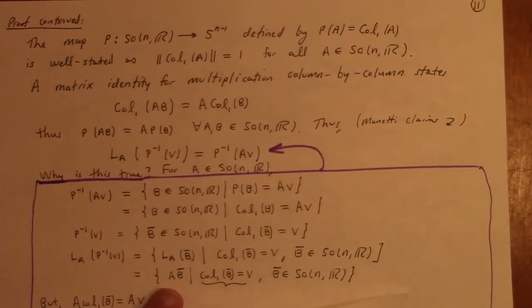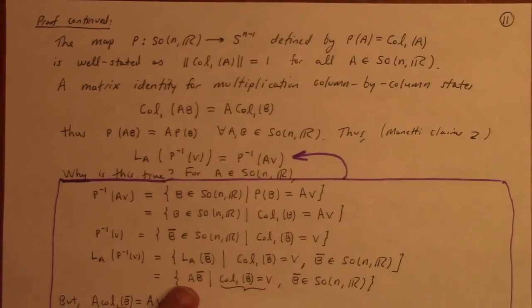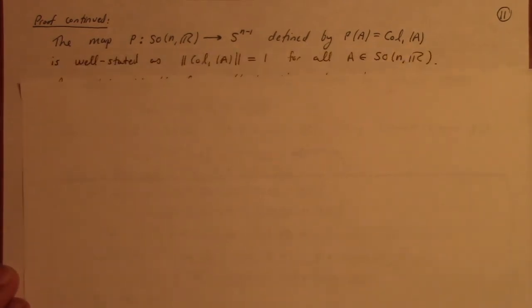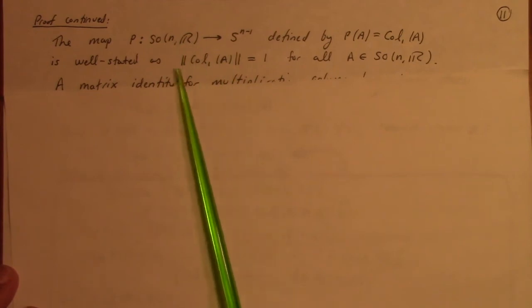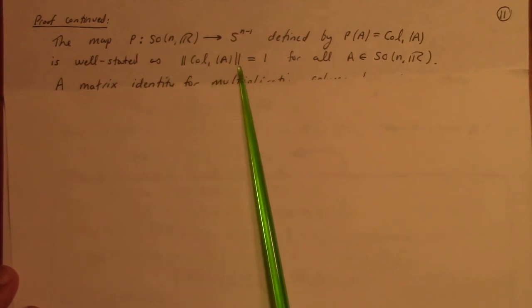So, proof continued. We've proved it's compact. It remains to show it's connected. Minetti introduces P from SO(n) to the (n-1)-sphere, defined by P of A is column 1 of A. That makes sense because we just proved that every column in A has length 1, which means it's an n-dimensional vector with length 1, so it's in S^(n-1). For example, S^2 is the set of three-dimensional vectors whose length is 1, right? So that's a well-stated map because we just proved the length of column 1 of A is 1.